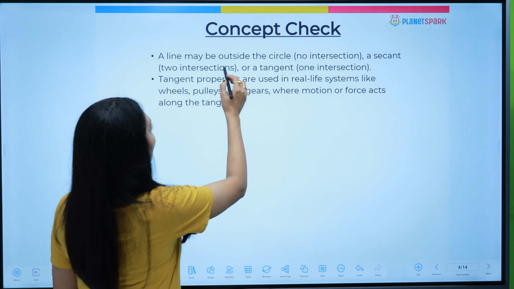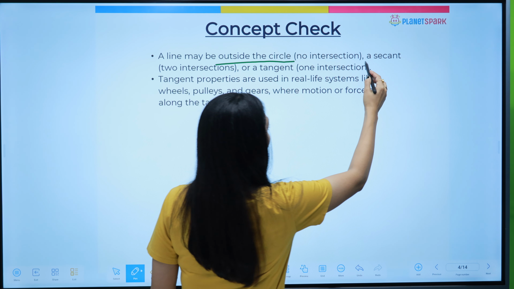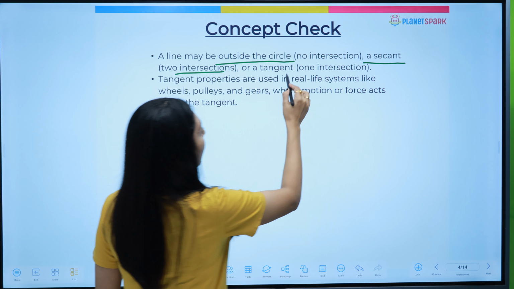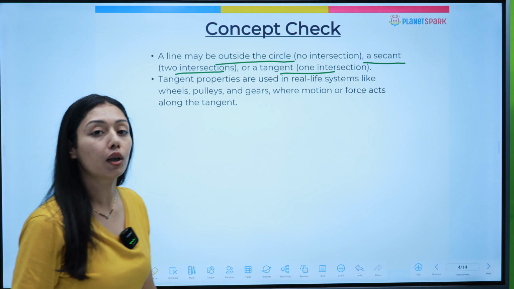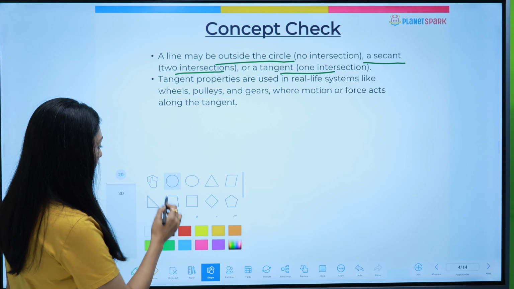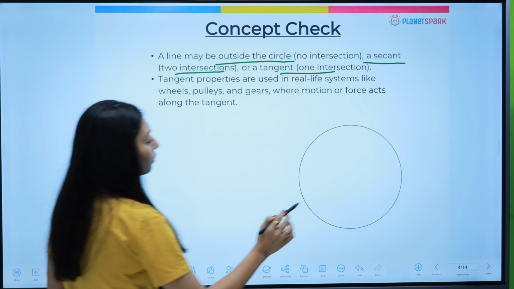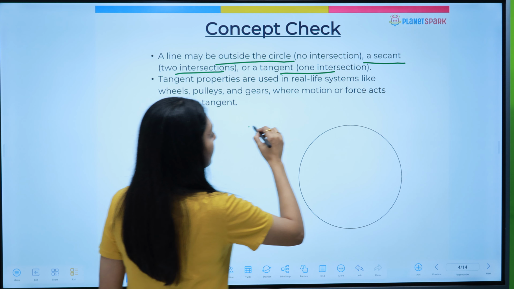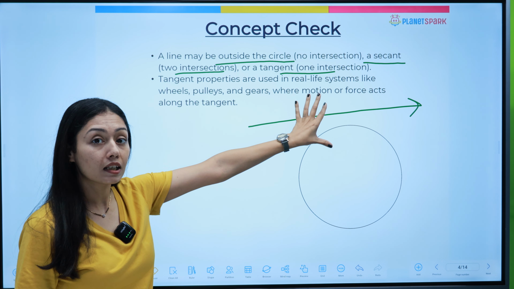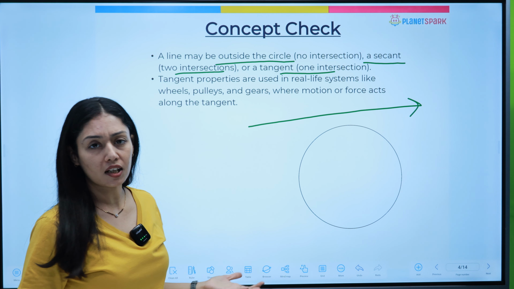Now a line may be outside the circle, right, when there is no intersection, or we can have a secant there, that is two intersection points are there, or a tangent can be there, that is one intersection point. So three possibilities are there with us. Okay, let's see all three of them. Again, let's take a circle here. Okay, so first one is no intersection. Let's say a straight line is here जो हमारे circle से कुछ distance पे है, right? It's not touching the circle, it's not intersecting the circle. Distance is there, so no intersection is there, right?